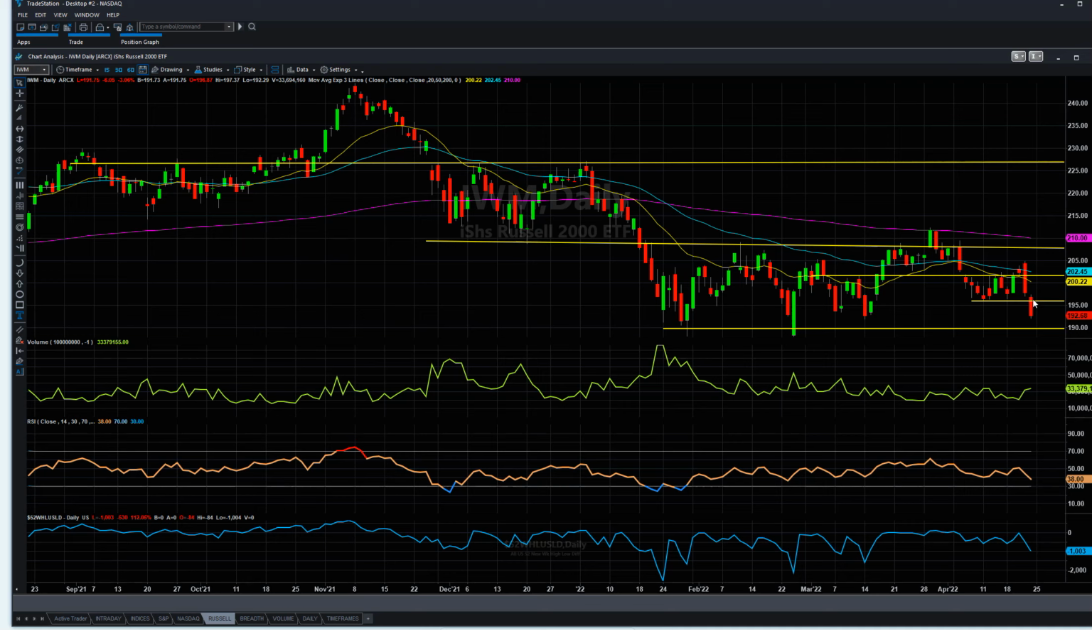This comes in right around the 195. That's upside resistance in the IWM, and then support comes in at 190.